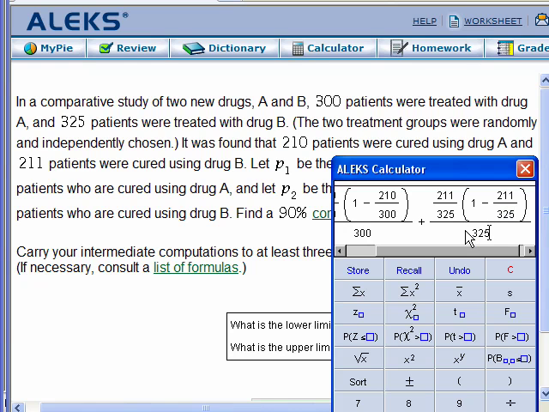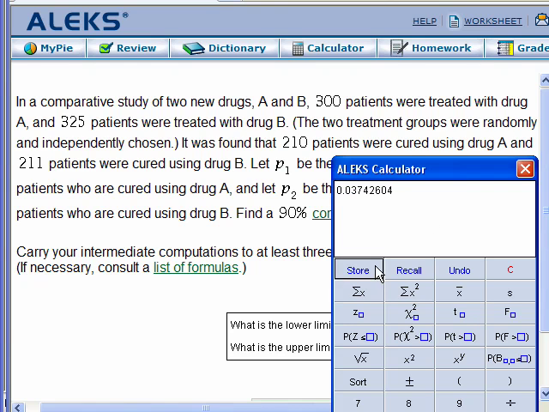And so now ALEKS has transferred that formula for the spread, the standard error, into the calculator. We'll go ahead and hit equals, and that'll give us a value, and we'll store that in the ALEKS calculator. When I hit clear and then recall, you can see that it's still there, so that's way cool. So now we have one part of the three necessary to compute the confidence interval for population proportions.